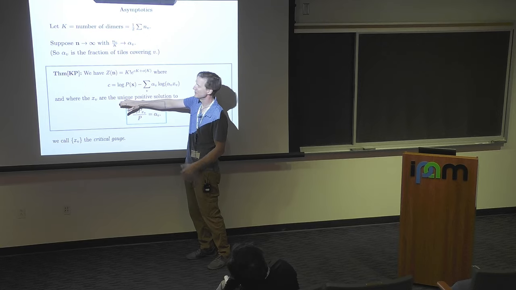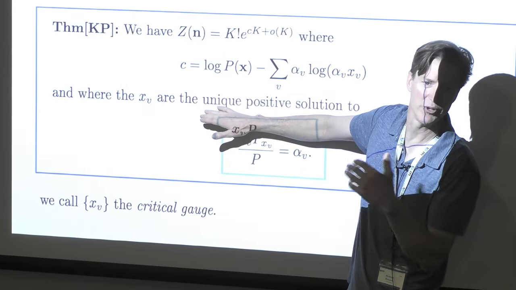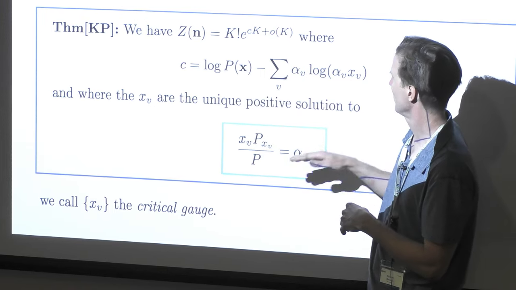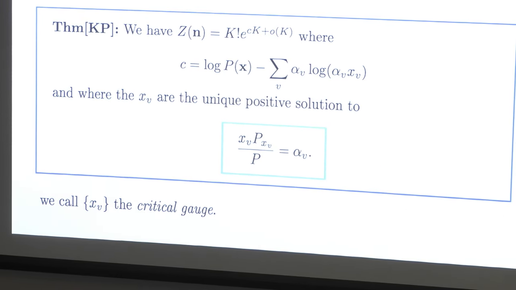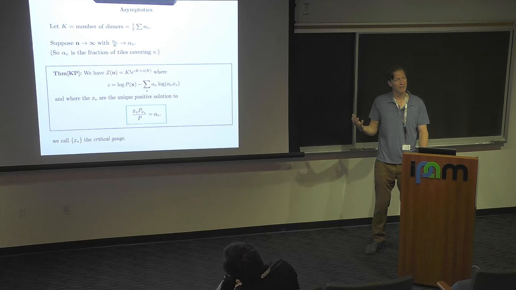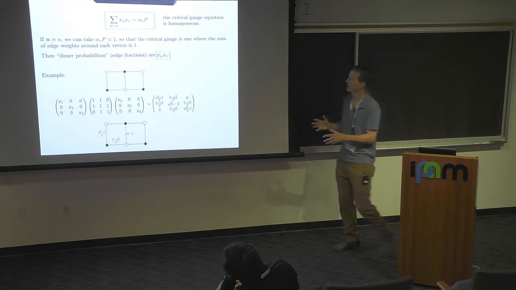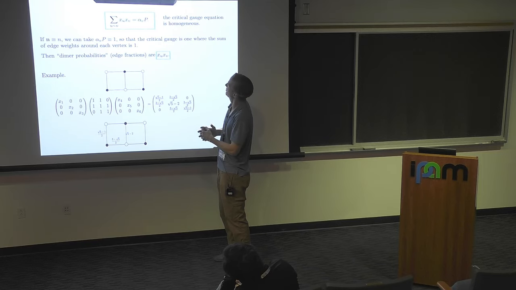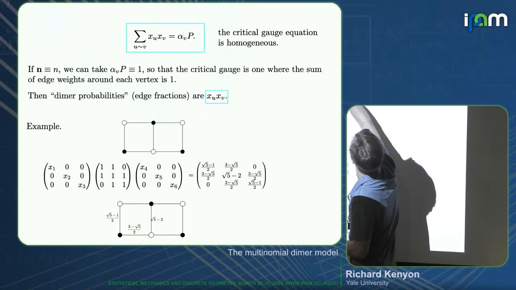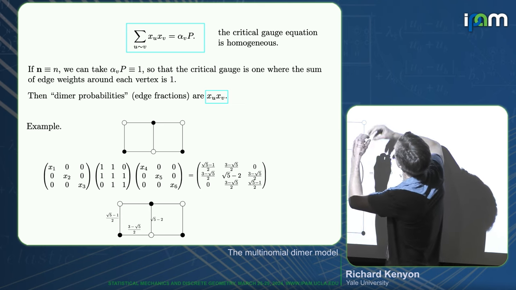There's some convexity going on. It's a Legendre duality. So there's a unique positive solution to this equation as long as the original graph actually has a dimer cover. So there's a little bit of non-degeneracy that you need for the graph, but then it has a unique positive solution. Here's the equation again. It's a homogeneous equation, so the x's are only defined up to scale.